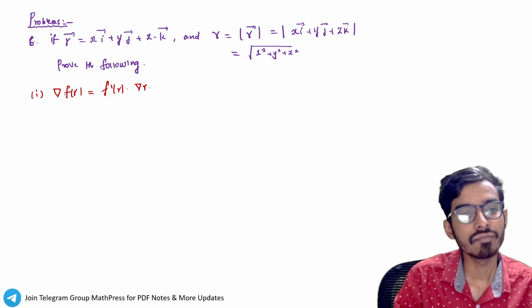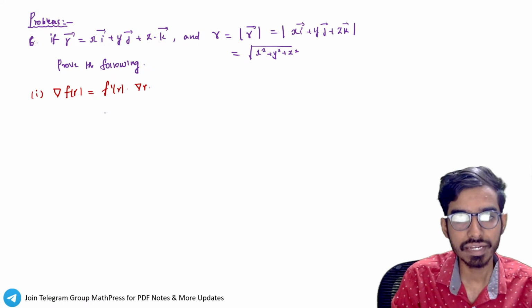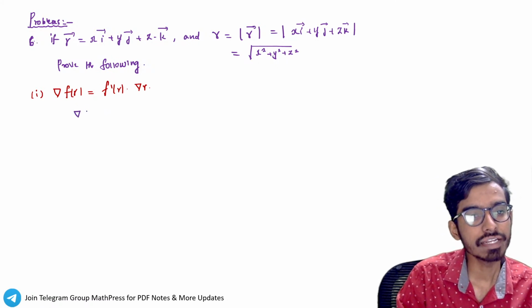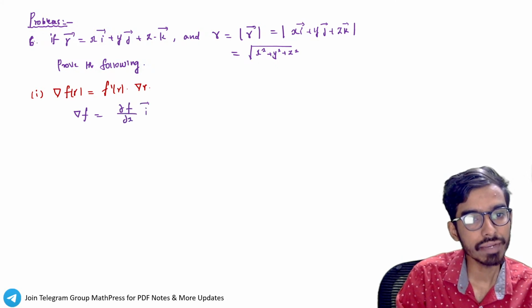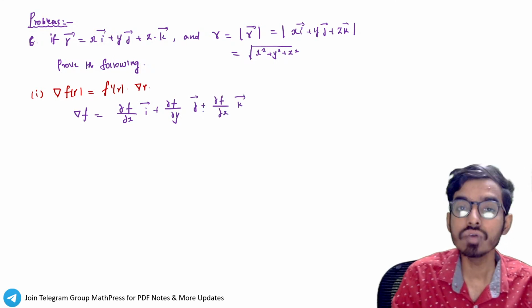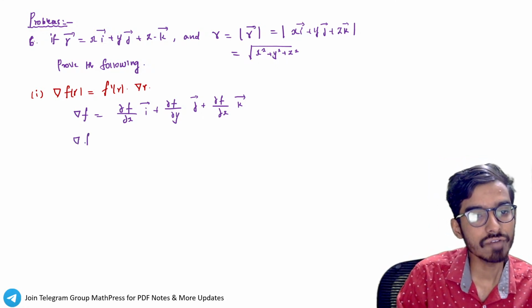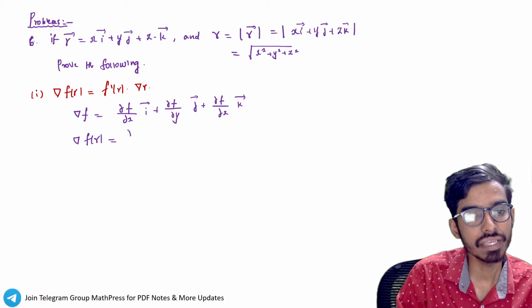Now, we need to prove gradient of f of r is equal to f dash of r into gradient of r. So what is gradient of f? Gradient of f is dou f by dou x into i vector plus dou f by dou y into j vector plus dou f by dou z into k vector. This is gradient of f. So we will find gradient of f of r, so instead of f, you replace it by f of r.